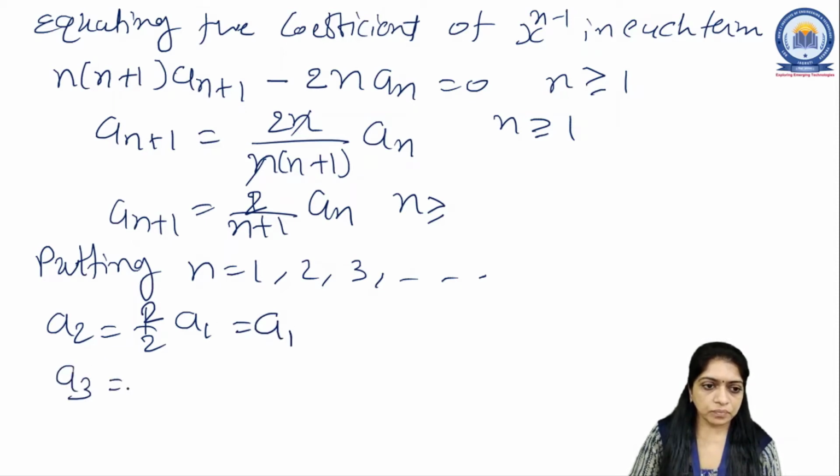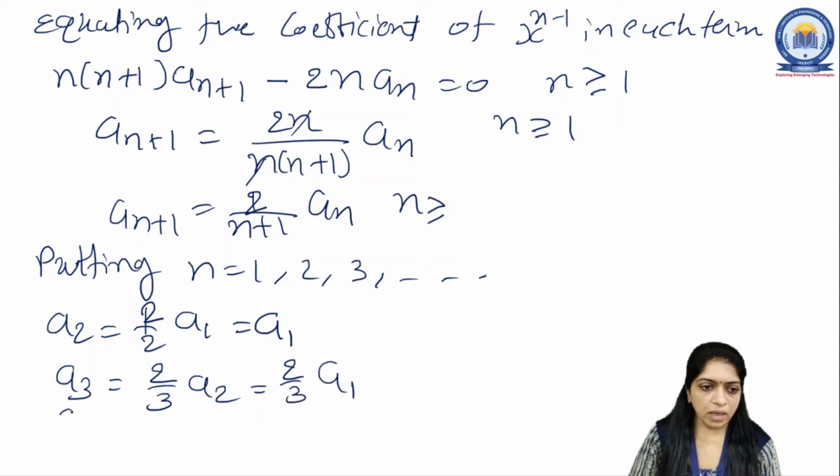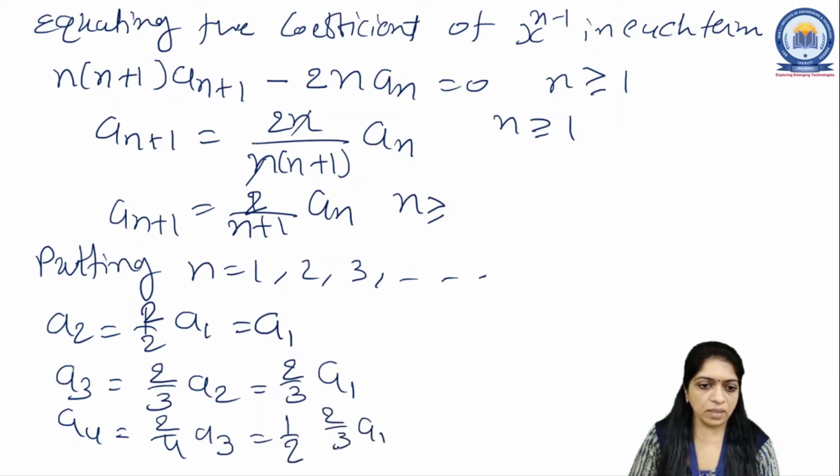a3 is 2 by 3 a2, and your a2 is a1, so 2 by 3 a1. a4 is 2 by 4 a3, and a3 is 2 by 3 a1, so the 2 is cancelled. Here 1 by 3 a1, and so on.